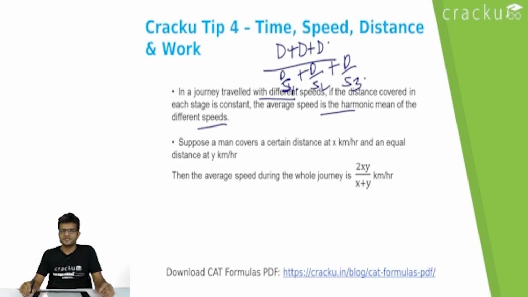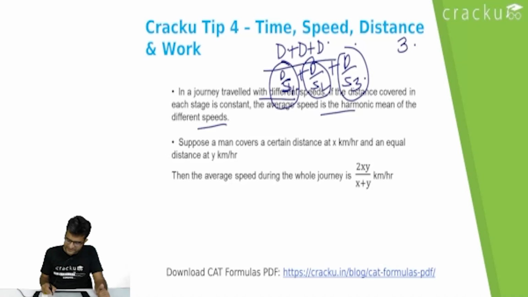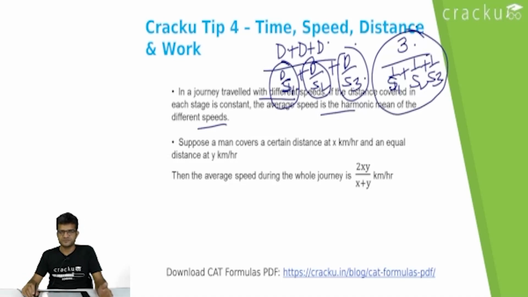Because in each mode of transport he has traveled the distance of D, and the speed of the first mode of transport is S1, so the time taken in that mode is D by S1. In the second mode of transport it is D by S2. In the third mode of transport it is D by S3. So the overall time taken, if you cancel D in the numerator and denominator, the average speed will be 3 divided by 1 by S1 plus 1 by S2 plus 1 by S3. This is basically the harmonic mean of S1, S2 and S3.